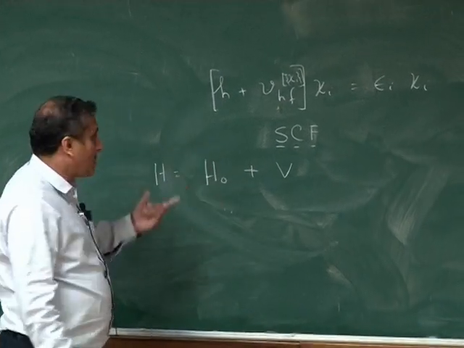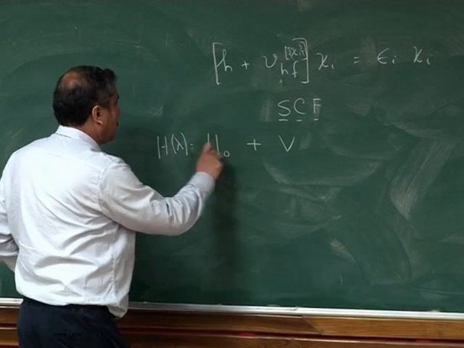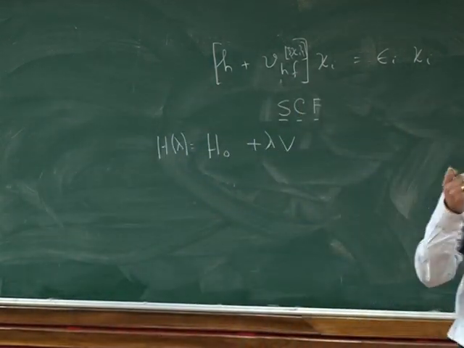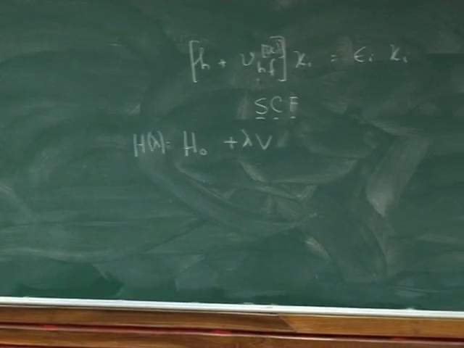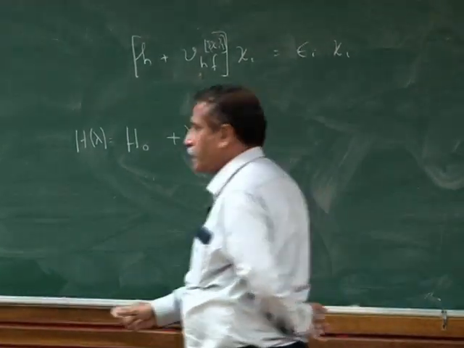and then in various orders of V, the energies are written. The order comes because I start with a fictitious Hamiltonian, H of lambda is H naught plus lambda V. So lambda becomes my order parameter, and at the end of the solution I put lambda equal to 1, because I know lambda equal to 1 is my physical Hamiltonian, H naught plus V. But initially I extract the equations by using the order parameter.